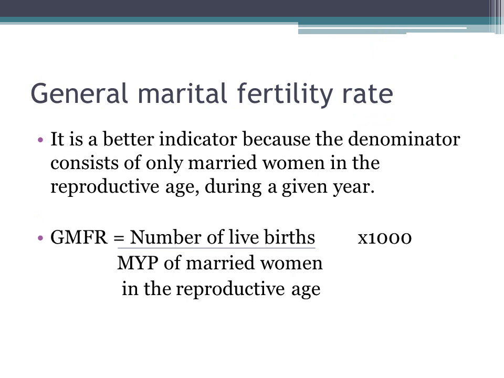Now is the general marital fertility rate. It is a better indicator because the denominator consists only of those females who are married and are exposed to the risk of childbirth. So it is computed by dividing the number of live births by the median population of married women in the reproductive age.